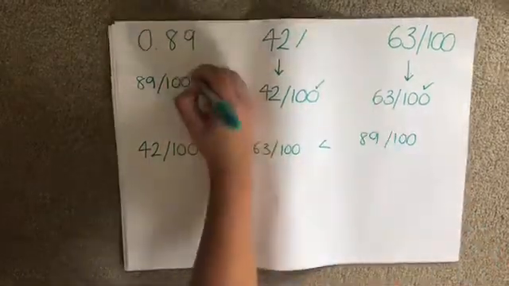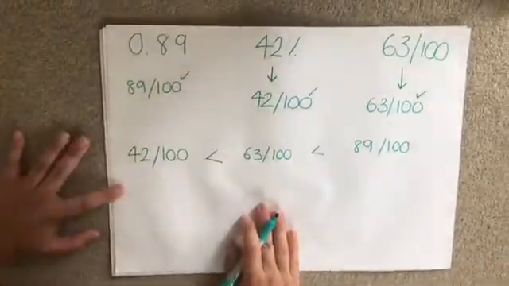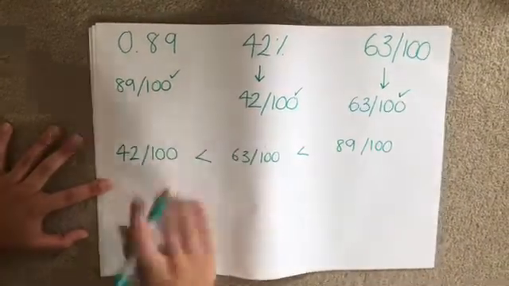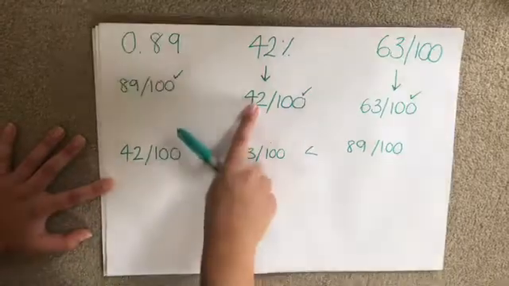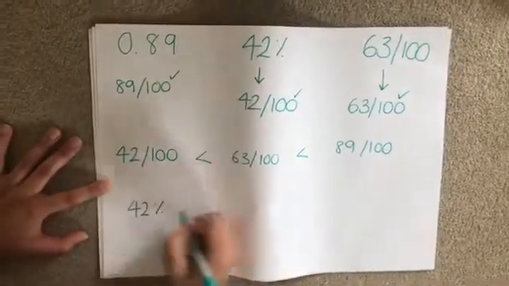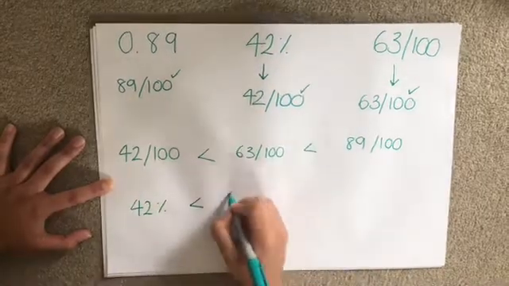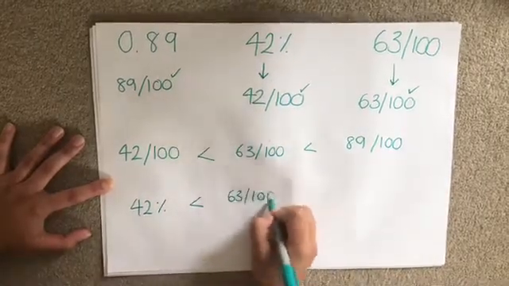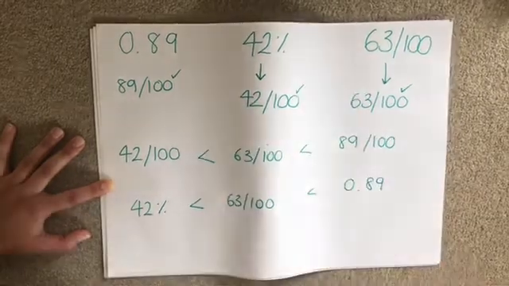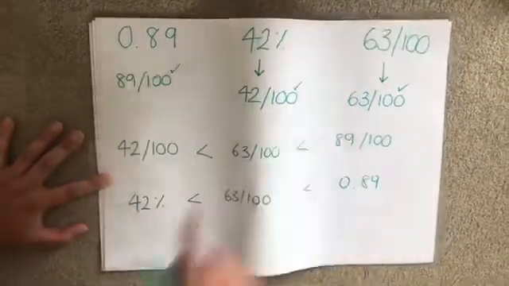Now, if you wanted to progress that further, you could leave the answer in the units that you started with. So I know that 42 hundredths came from here. So this was actually 42%. 63 hundredths was 63 hundredths to begin with. And 89 hundredths was 0.89. That's just the last step if you want to, but it's fine to leave it like this as well.